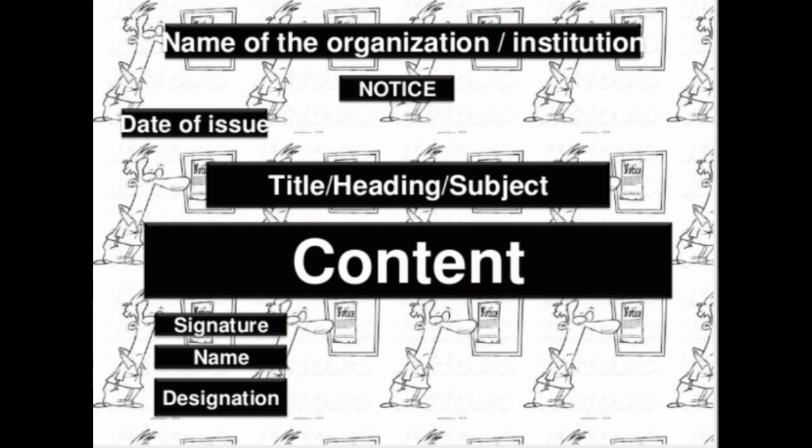Next, date of issue, that means आपने कौन सी date को उस notice को issue किया है, निकाला है उस notice को. So you have to mention the date. Let's say 28th of February 2020. Okay, so you have to write it down, right? Next, you have to write down the title, heading or subject for which you are writing your notice.